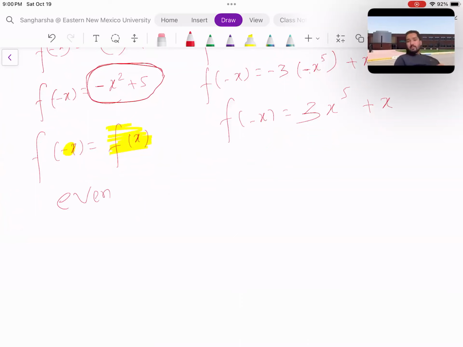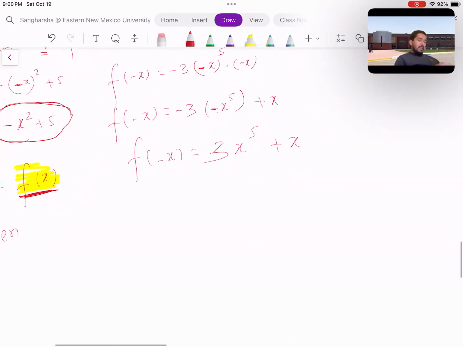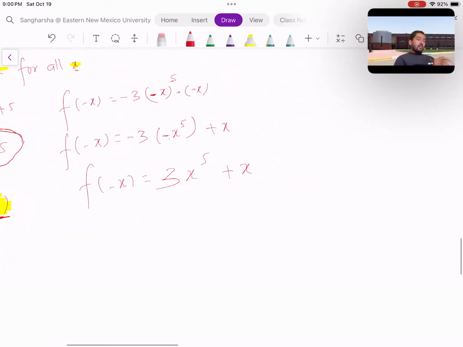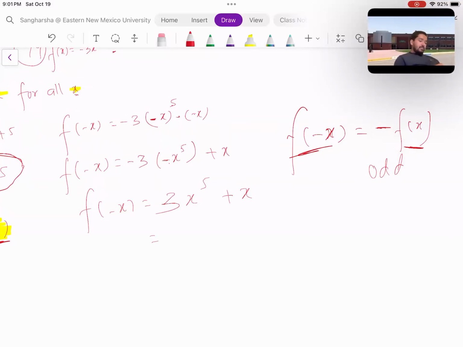So our function is even. After replacing x by negative x, if f of negative x is equal to f of x, then the function is even. To be odd, if f of negative x is equal to negative of f of x, then the function is odd. After replacing x by negative x, if you get the negative of the original function, the function is odd. Now I can rewrite this function, so I can factor out a negative here.